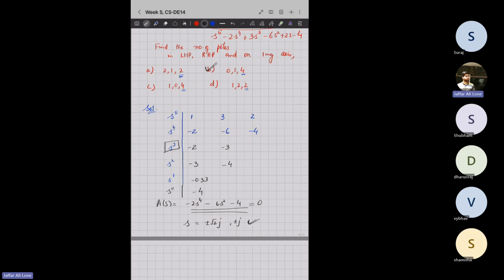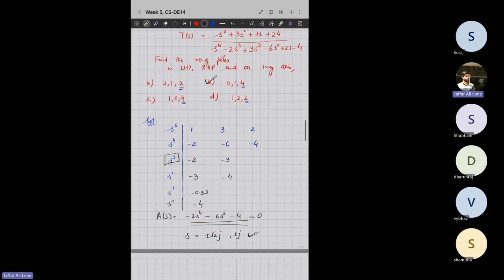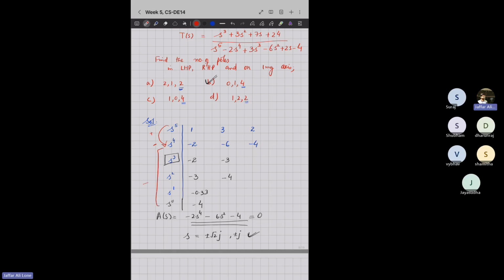So let me explain. See, this is the complete RH array that you will get. You'll see there is one sign change from positive to negative from S5 to S4, and after this all are negative, so there is no sign change afterwards. So it means there is one pole in the RHP. Even one pole in the RHP will make the system unstable. This system is unstable.